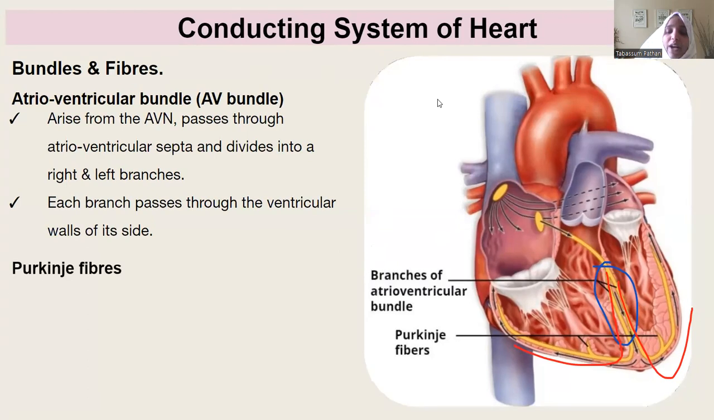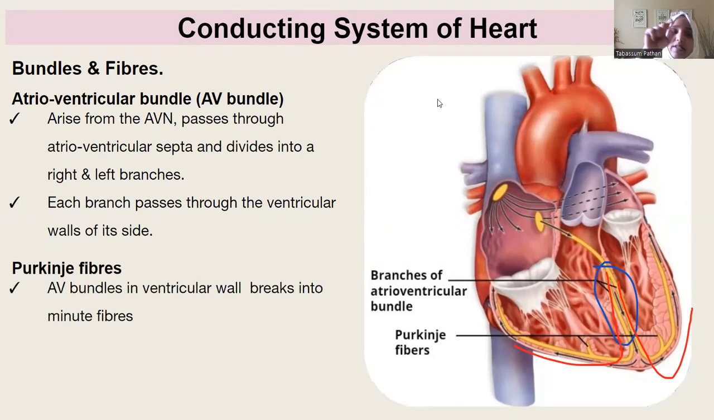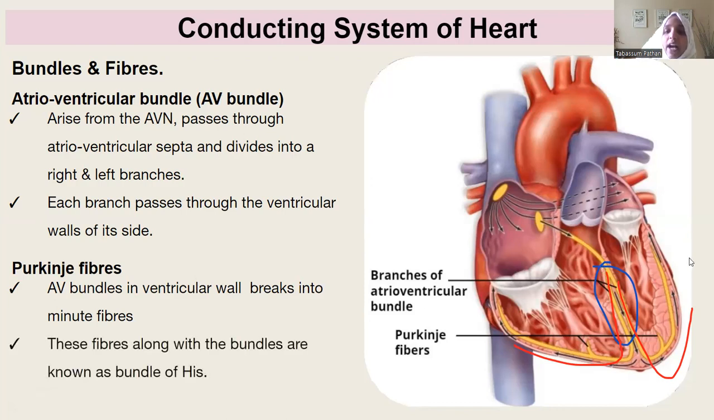Okay, and then you have the Purkinje fibers. From the walls, the bundle of His, they further branch out. So the AV bundles in the ventricular wall will further break into minute fibers. This AV bundle, which got divided and went into the right and left side of the ventricle walls, will now further branch out into small fibers which are known as Purkinje fibers.